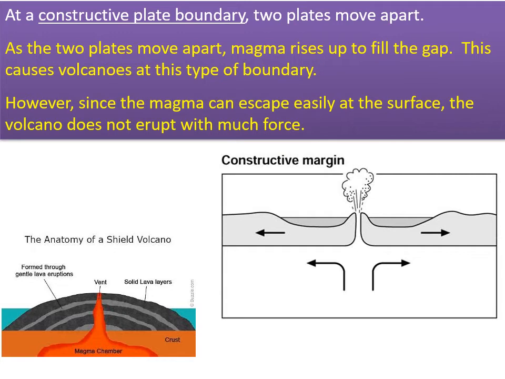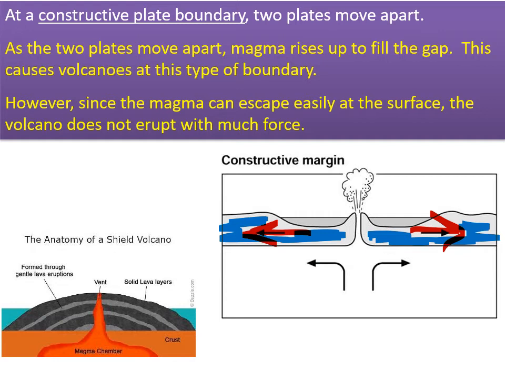Okay, now we're going to look at our constructive plate boundary. What's happening here is we've got two plates moving apart. Often in this example, it's two oceanic plates moving apart. So we've got this one here, which is oceanic, and this one here, which is oceanic. These plates are moving away from each other, so it's the opposite to the last diagram.